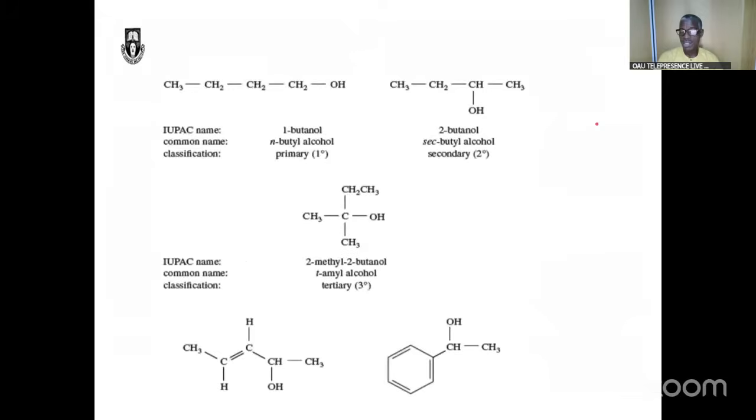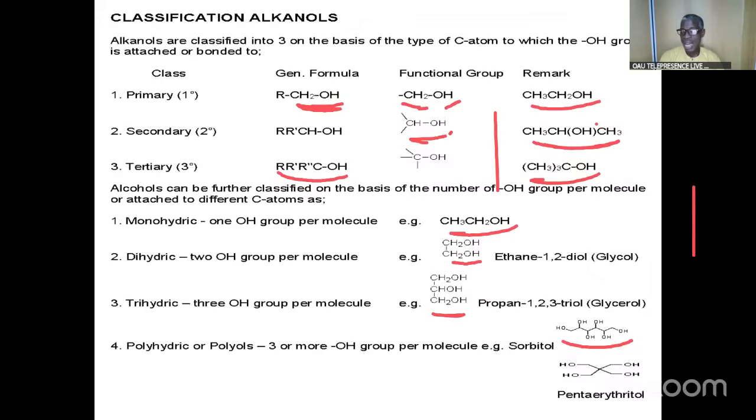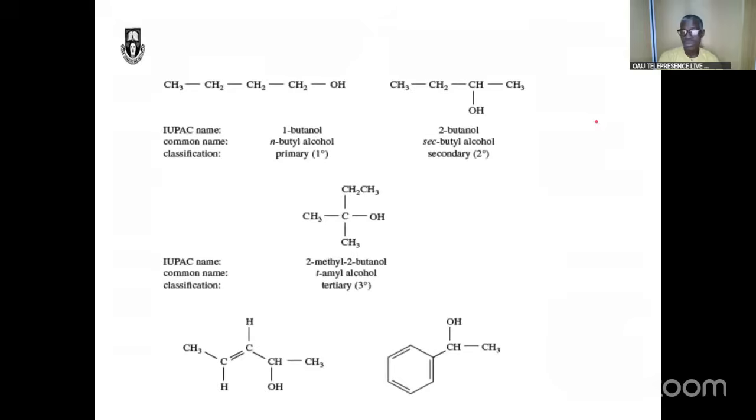Another one is pentaerythritol. You can see it. This one has 4 OH groups. Now let's also look at the IUPAC naming of alcohols. How do we name our various alcohols?